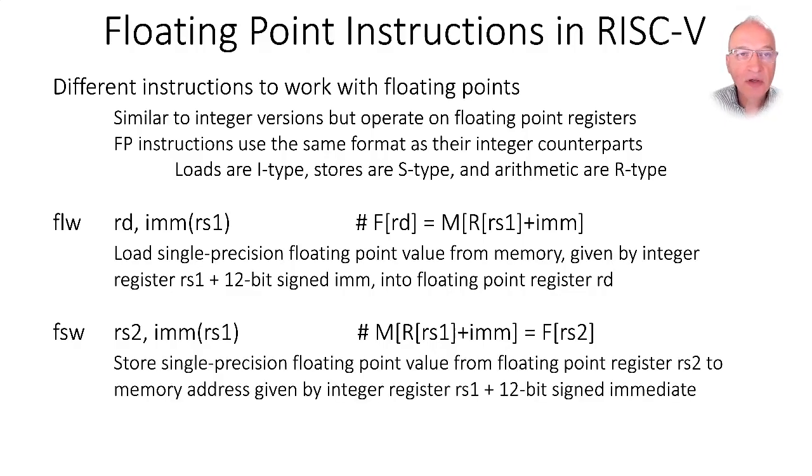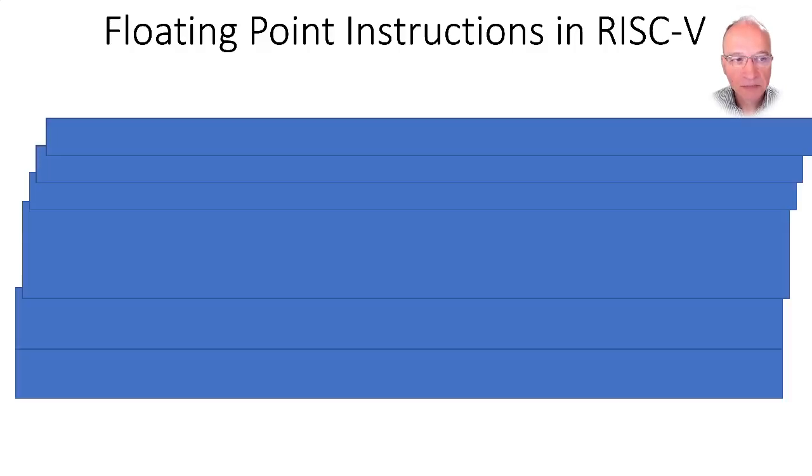So we're going to store a single precision floating point value from the floating point register RS2 into the address given by the integer register RS1 plus the immediate value that's specified in the instruction. So floating point load word and floating point store word are very similar to load word and store word. The only difference is that for the load, the destination is a floating point register. For the store, the source is a floating point register.